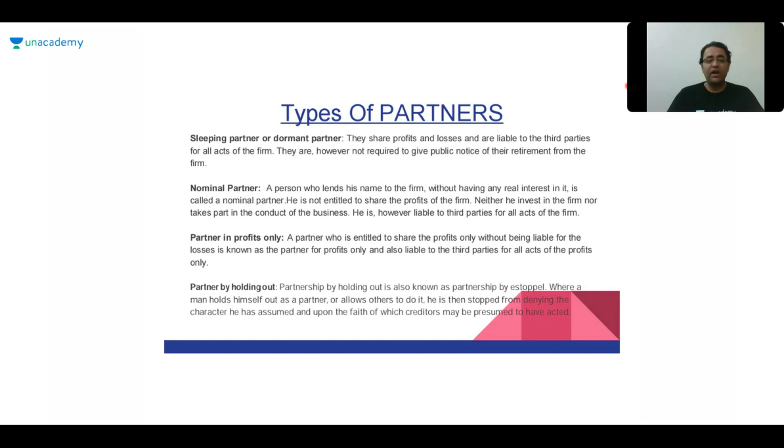Partner in profits only: a person who is entitled to share the profits only, without being liable for the losses, is known as a partner for profits only, and is also liable to third parties for all acts done of the firm. Partner by holding out.